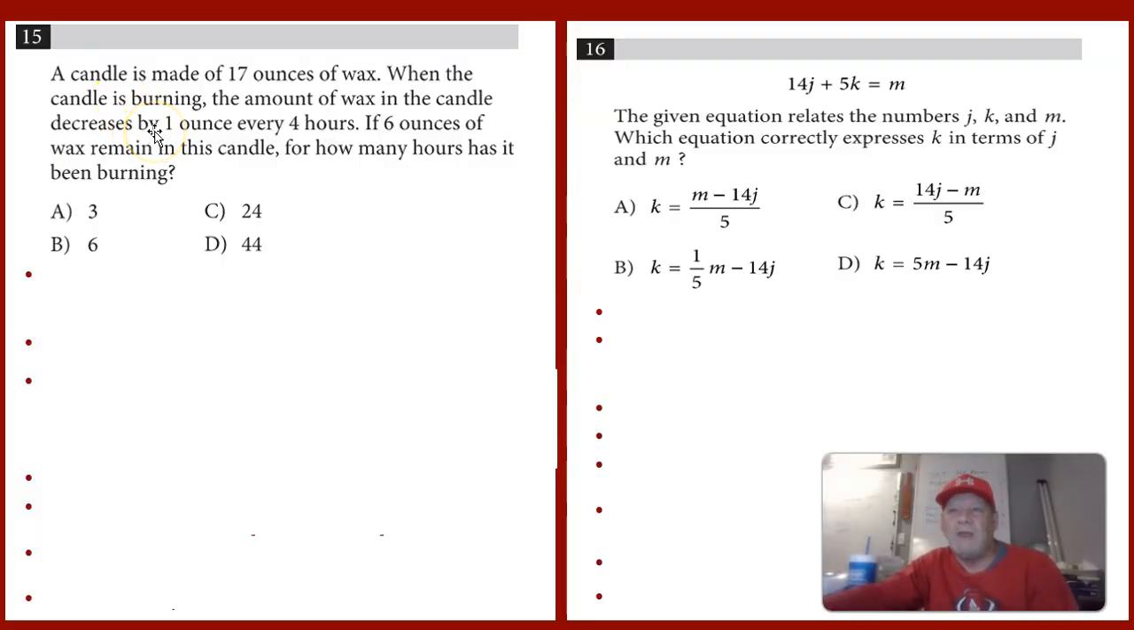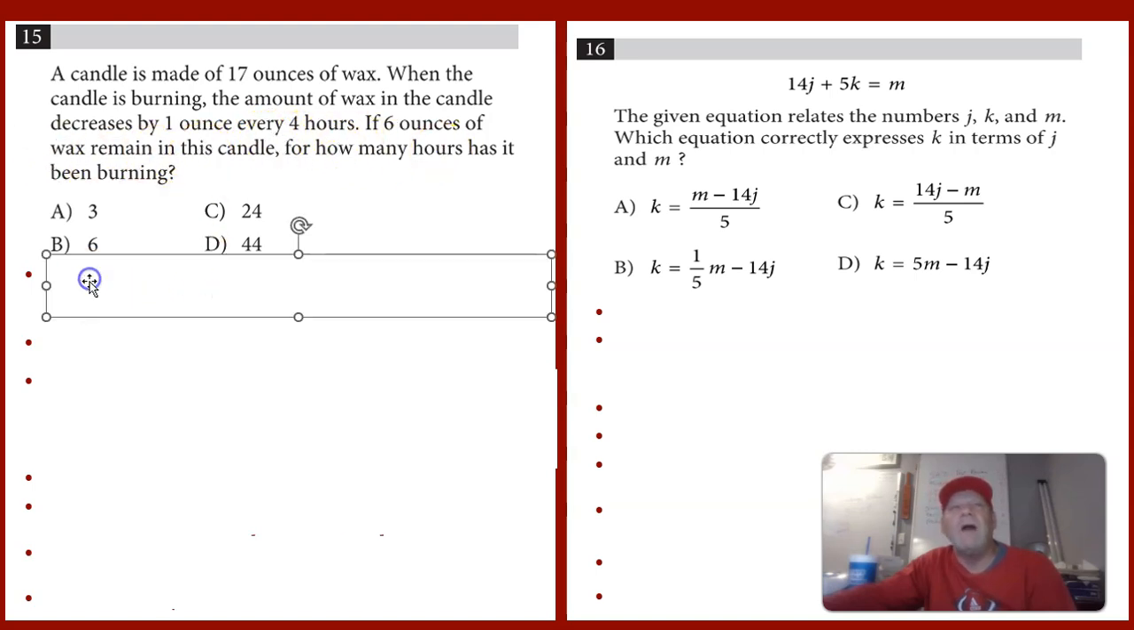Let's get to our 3 questions in this video. You can always pause the video and work the problem out on a piece of paper, see if you did it right. 15 and 16 are both multiple choice questions. Number 15 is a word problem. A candle is made of 17 ounces of wax. When the candle is burning, the amount of wax in the candle decreases by 1 ounce every 4 hours. That's called a conversion factor. If 6 ounces of wax remain in this candle, for how many hours has it been burning?